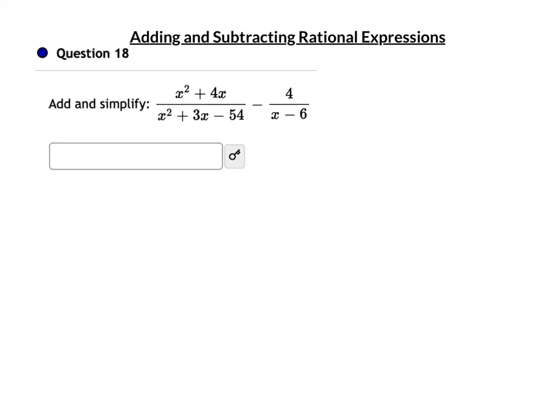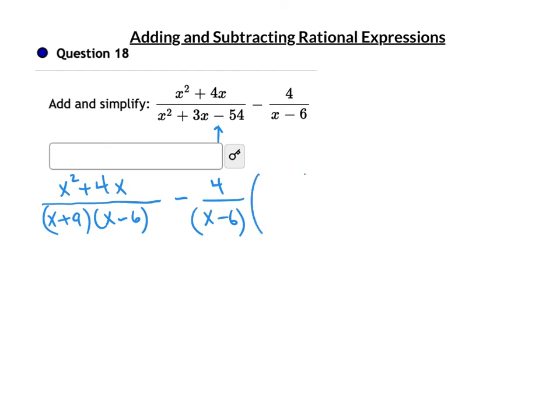Question 18. Let's factor that denominator. Factors of 54 that subtract to 3 are 9 and 6. So x plus 9 times x minus 6 minus 4 over x minus 6. They both have an x minus 6 in them. We're good there. But this side is going to need an x plus 9. Since the left fraction has an x plus 9 in the denominator, the right will have to have that too. Now they'll have a common denominator.